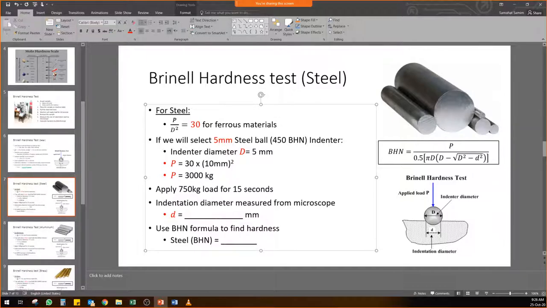So putting 3000 kilo at the back of the machine is very difficult, because you can see I have to put so many weights at the back in order to make the load 3000. So in order to avoid that, I used a 5 millimeter indenter, which reduced my load to 750 kilograms and made my life easy. Did you understand? I hope you understand this.